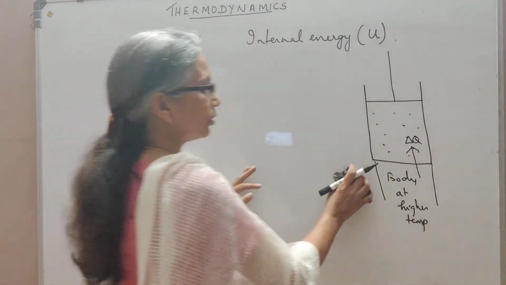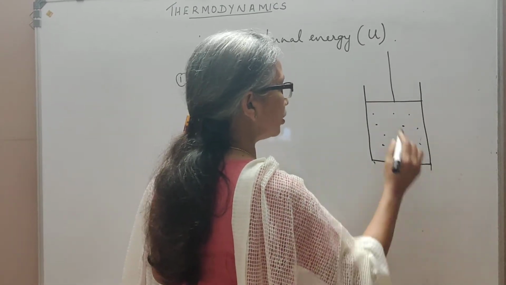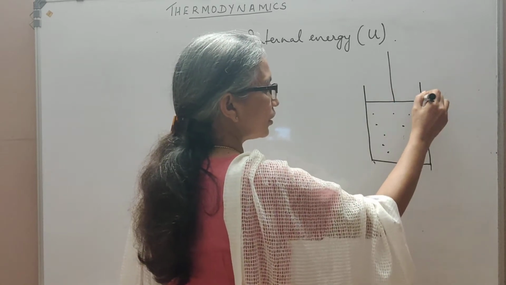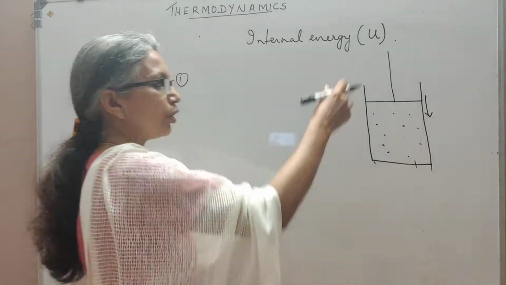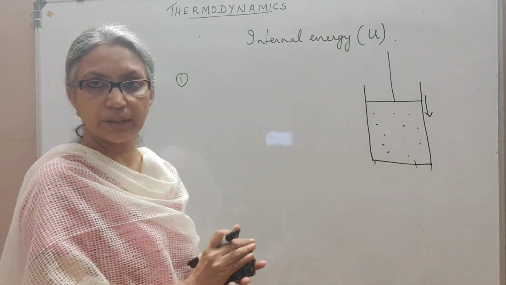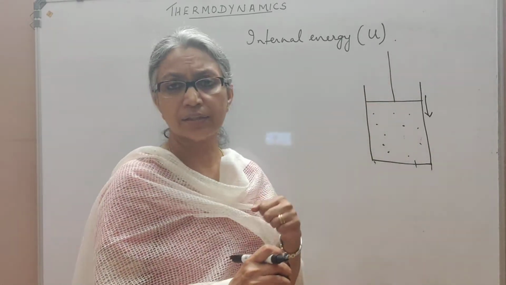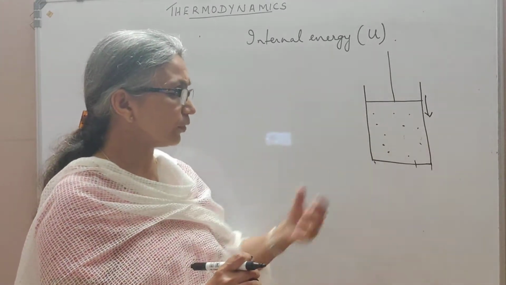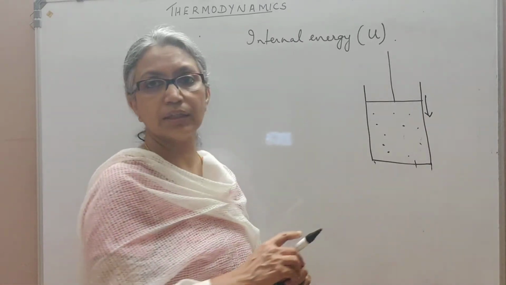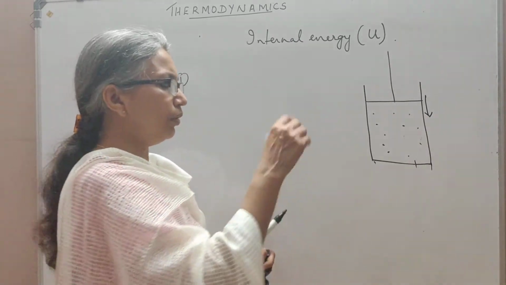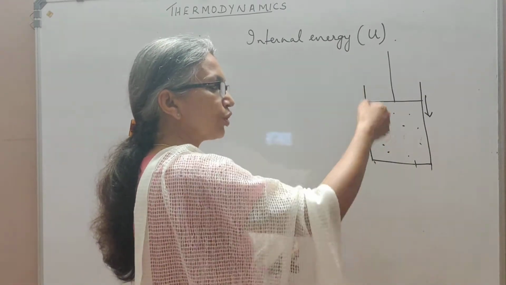The other way of changing the internal energy is, let's say you push the piston down. Now if you push the piston down, you are increasing the pressure of the gas, and as you increase the pressure, the molecules will start vibrating faster, and you are increasing the internal energy of the gas. So another way of increasing the internal energy is by doing work on the gas, by pushing the piston down.